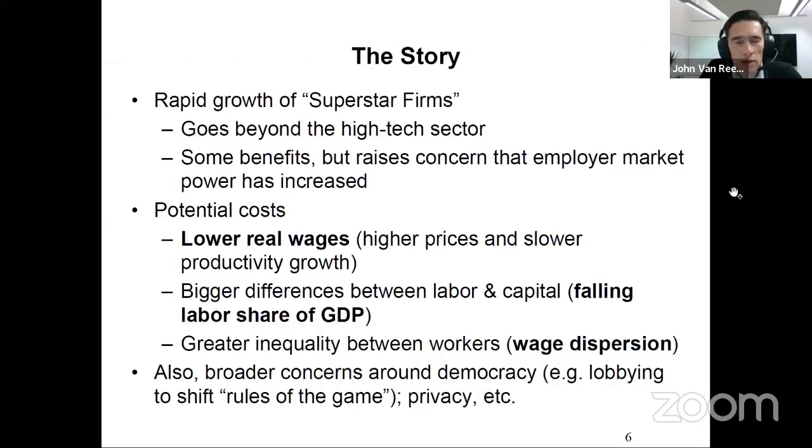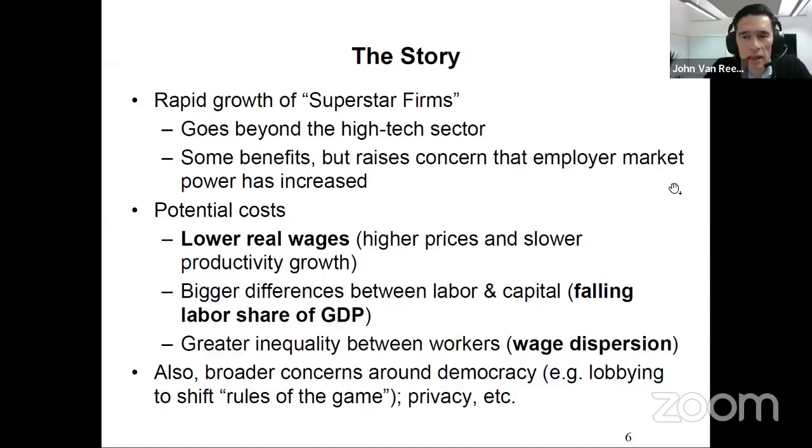Now, the story I just wanted to give you in the next 25 minutes or so is to map the growth of these superstar firms. And I'm going to show you that the growth goes beyond the high-tech sector. When you look at those firms, you might think, well, these are all in the high-tech sector, and then there has been this growth of superstars in the high-tech sector, but it actually goes much beyond that. I'm going to show you that it goes into sectors like retail, wholesale, utilities, finance, and so on.